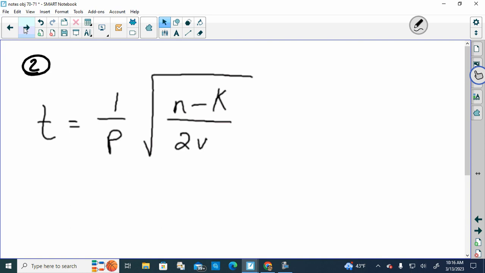Not quite as friendly. Okay, so number 2 is t equals 1 over p, and then the second part, the whole thing is underneath the radical. So n minus k over 2b is underneath the radical. Okay, so on the worksheet, it tells us to solve for n.